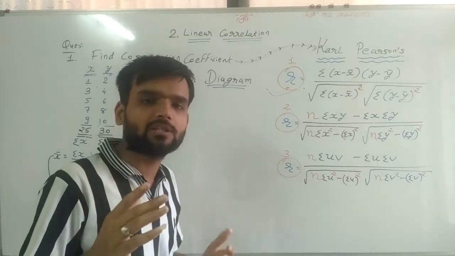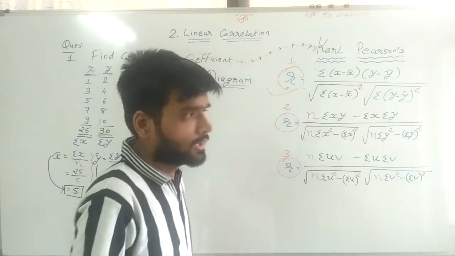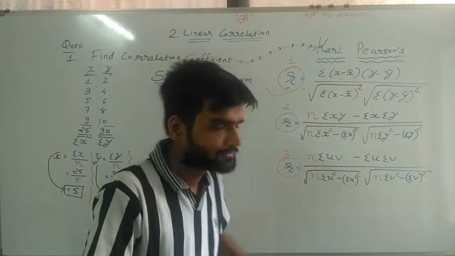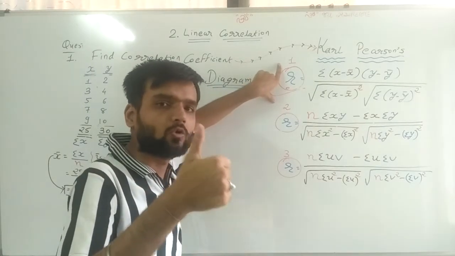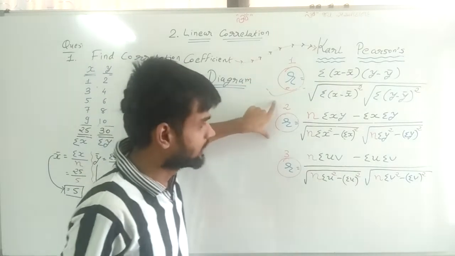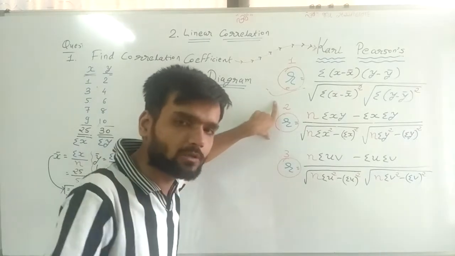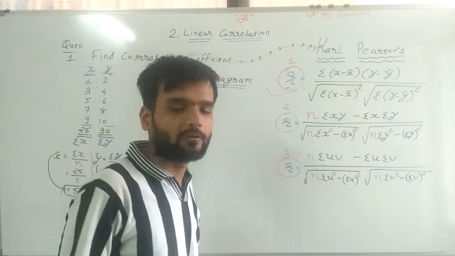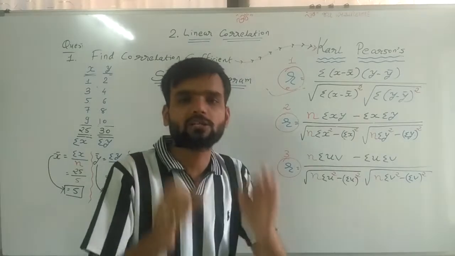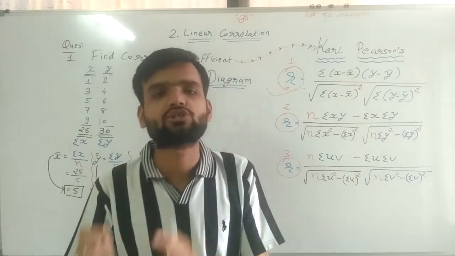Now we are starting with the next step. We have already seen that by using the first formula the answer was 1. In the second formula also the answer was 1. By using the third formula the answer was 1. And 1 shows perfect positive correlation.